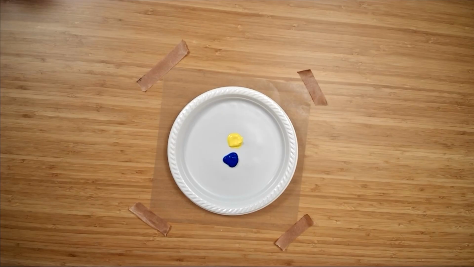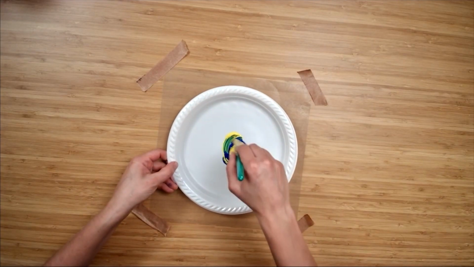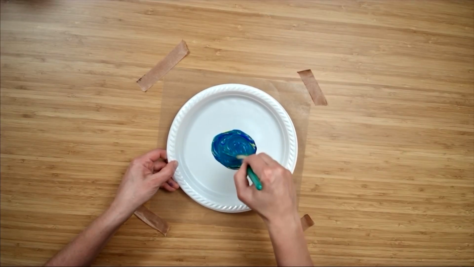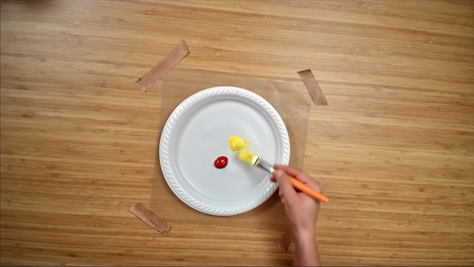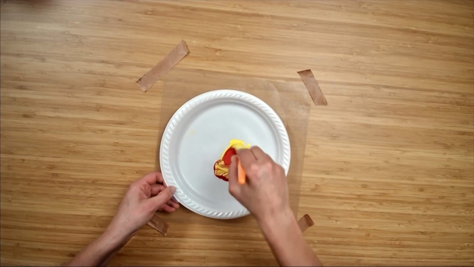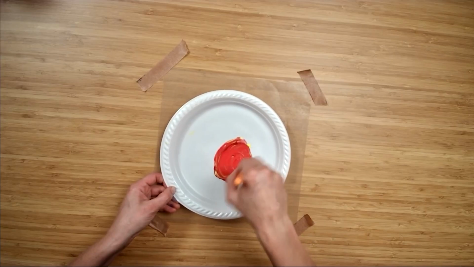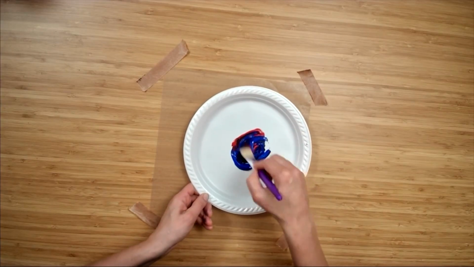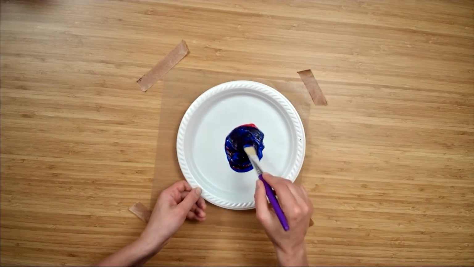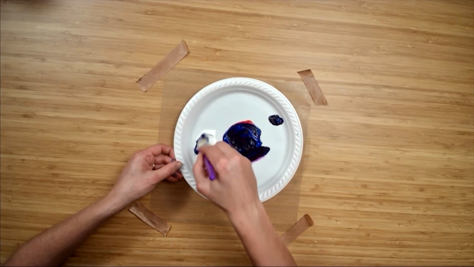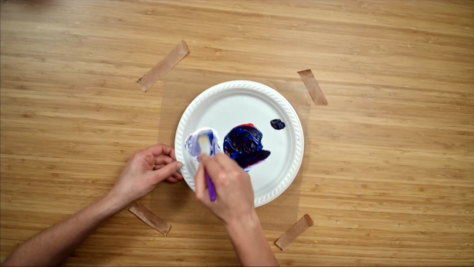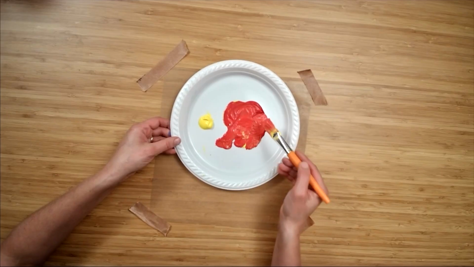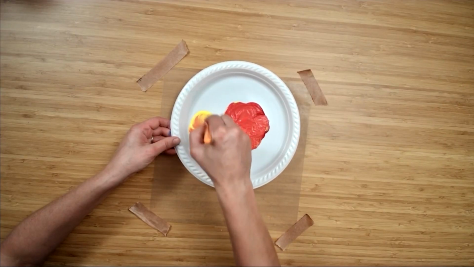So just like when we mixed yellow and blue clay together, when you mix yellow and blue paint together, you make green. You can also mix yellow with another primary color of red to get the secondary color of orange. Mixing red and blue together makes purple. You can change the tint of a color by adding white. And change the shade of a color by adding more of one primary color to your secondary color.